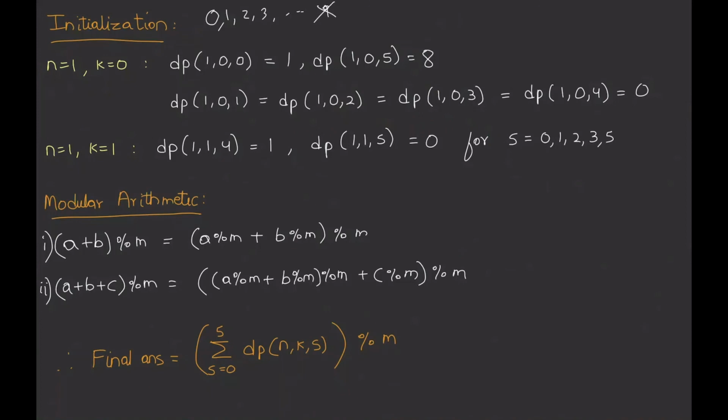So now you run the algorithm. But these values can go huge. So the question asks to compute the value modulo 10 power 9 plus 7. So hence we use the basic rules of modulo arithmetic. And the final answer would be something like this.